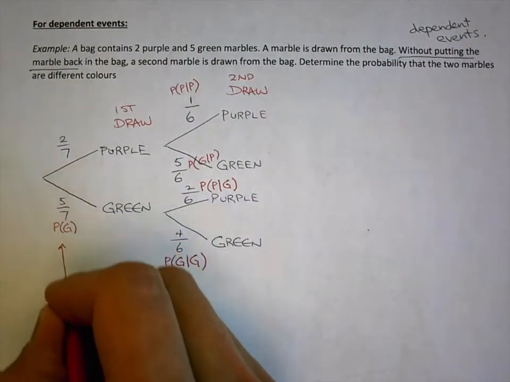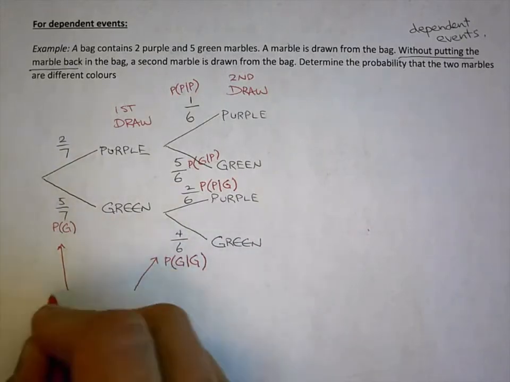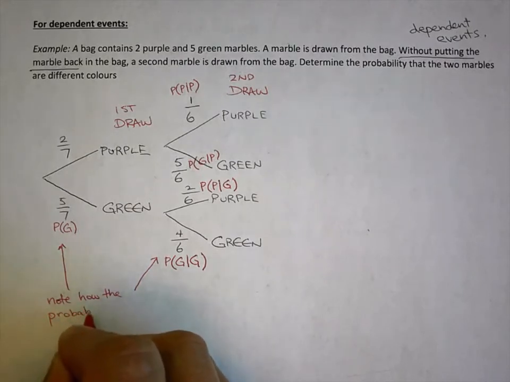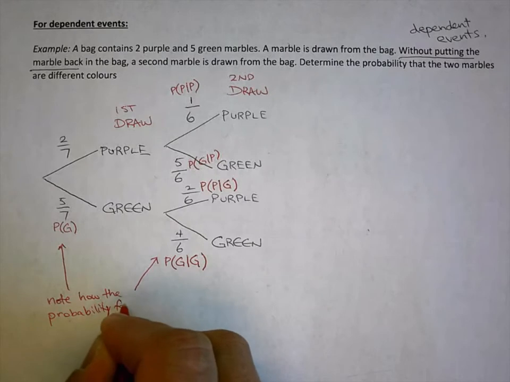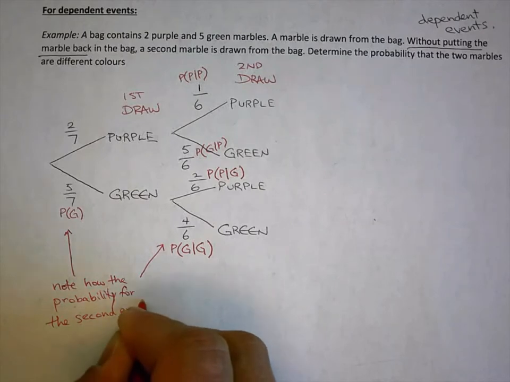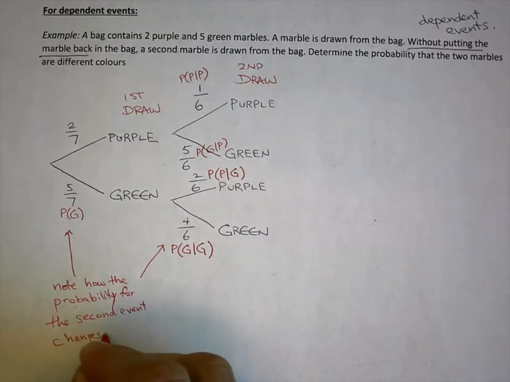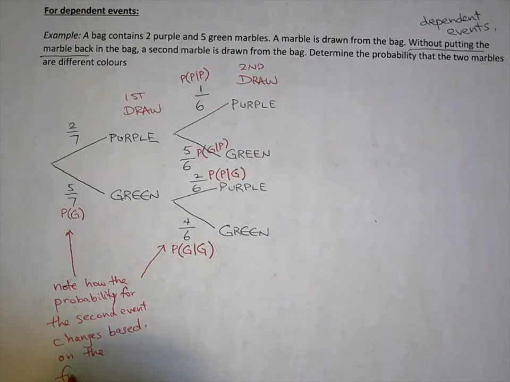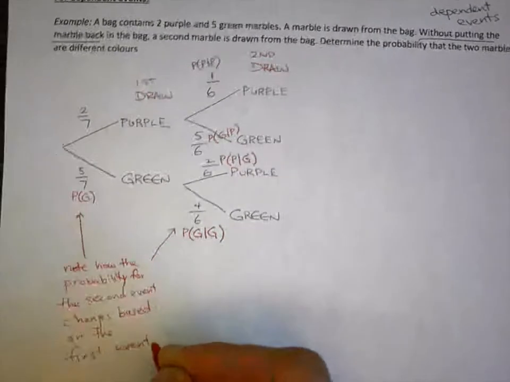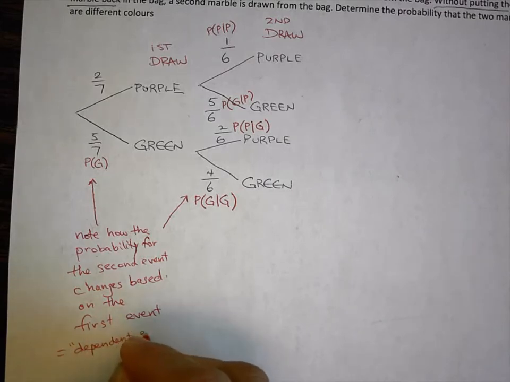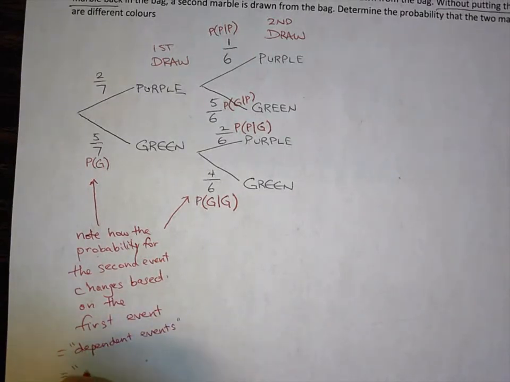I'm just going to make a quick note here like we did last time. Note how the probability for the second event changes based on the first event. And that is dependent events, or conditional probability.